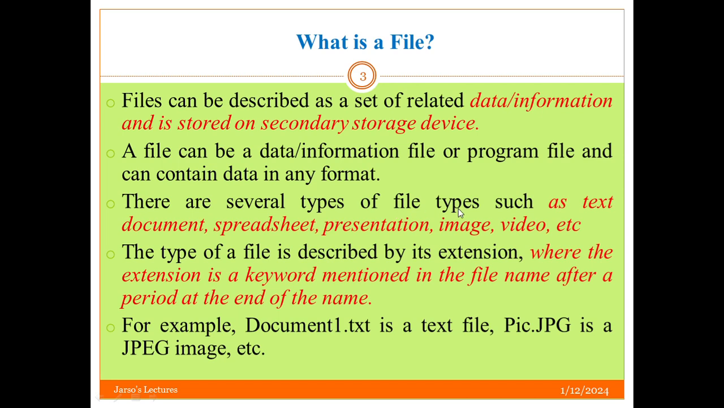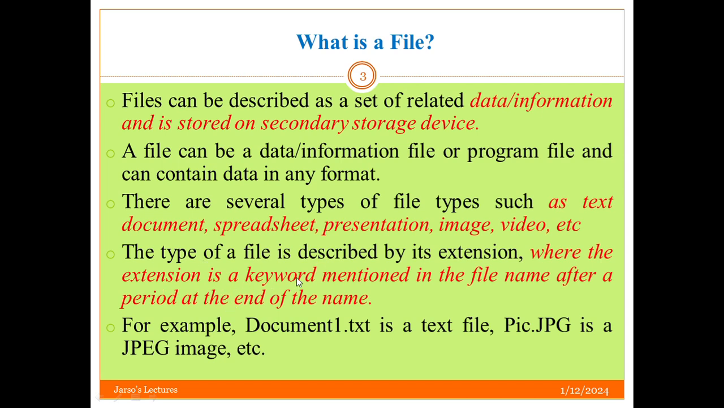There are several file types, such as text, document, spreadsheet, presentation, word, image, video, audio. This is what file means. And a file can be identified, or determined, by its name and its extension. This is the point that you have to bear in mind. The type of file is described by its extension, where the extension is a keyword mentioned in the file name after a period, after a dot.